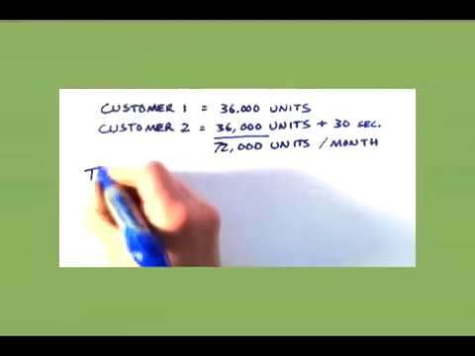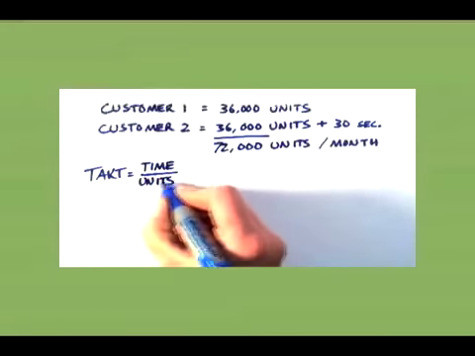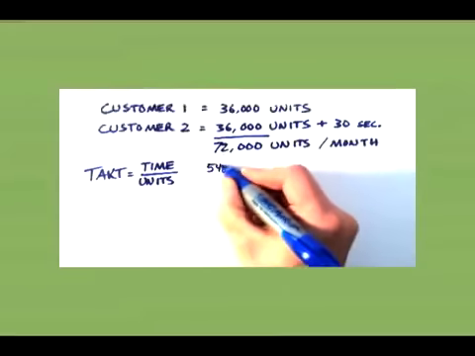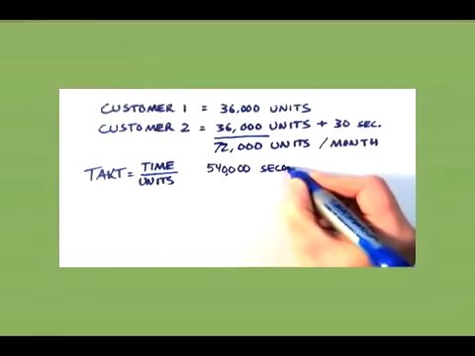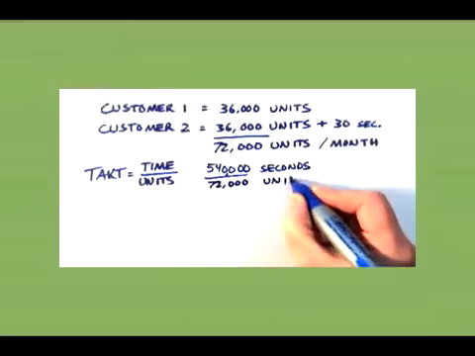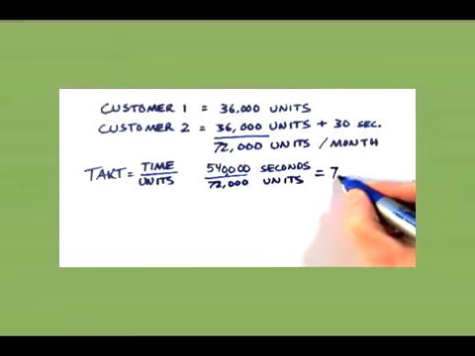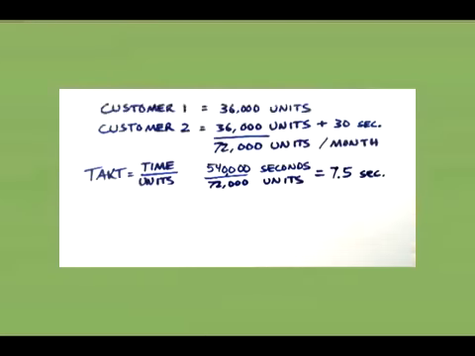Because we have more volume now, we need to recalculate our takt time. Once again, takt time is the available time divided by units needed. The company's available shift time is still 540,000 seconds a month. The number of units needed is now 72,000, 36,000 from each customer. So our new takt time is 7.5 seconds a unit.